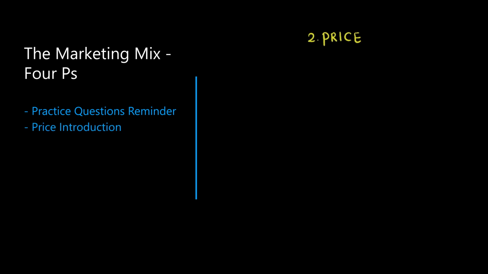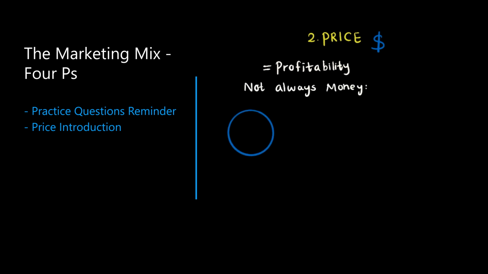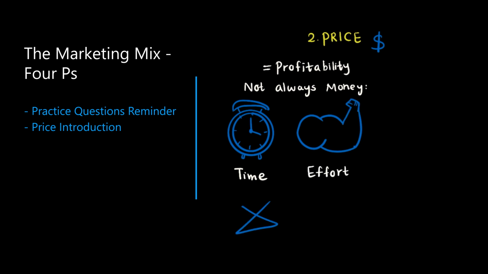Price is the second P, and it's critical because it directly determines profitability. Price isn't always monetary. Sometimes you pay with time, like waiting in line, or effort, like donating blood. Pricing strategies are a huge exam topic, so let's cover each one thoroughly.